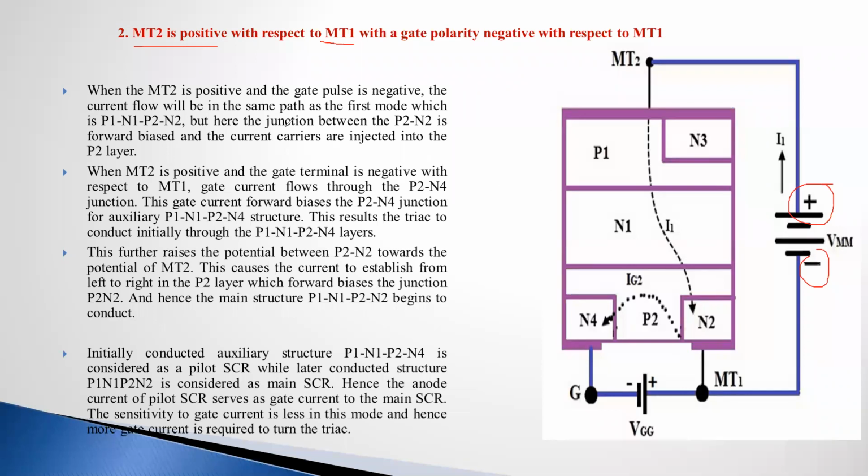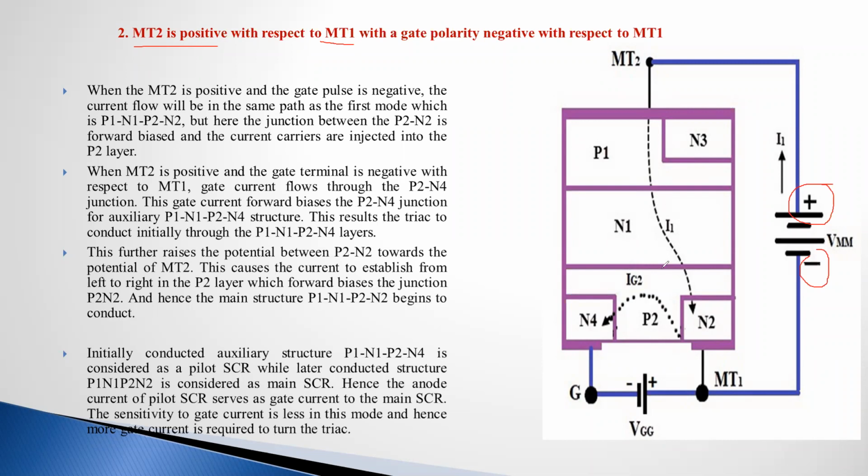See here, when MT2 is positive and the gate pulse is negative, the current flow will be in the same path as the first mode. The junction P1 N1 will be in forward bias condition. There is no objection to flow the current from P1 to N1, because it is a forward bias condition.